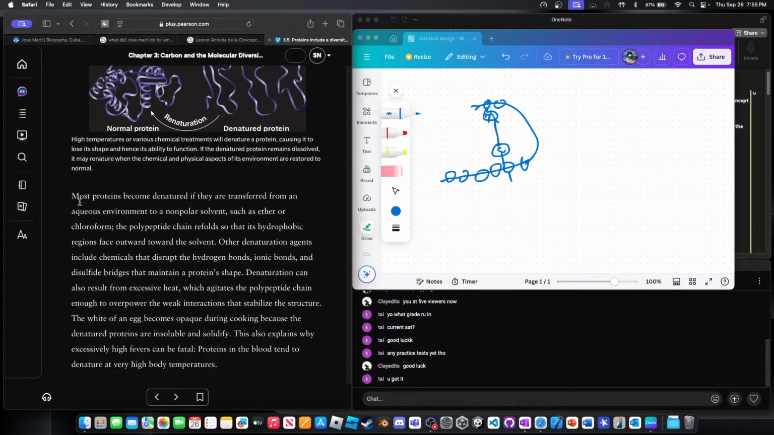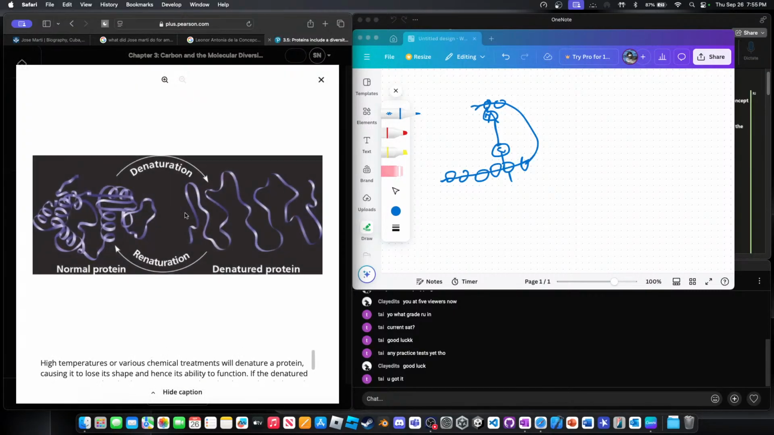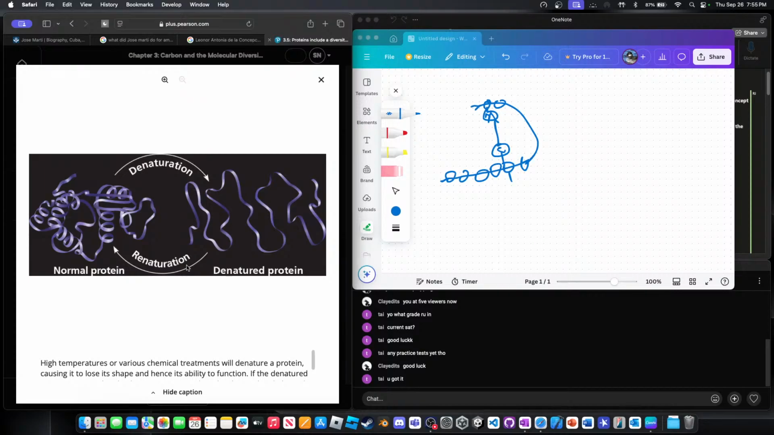Let's keep going. Let's look at this diagram here. So this is pretty much what it's doing right here. This is just our normal protein, and then after denaturation, it sort of straightens out right here. And then renaturation. Renaturation is just folding proteins. That's pretty much it. After it's been denatured, it renatures.